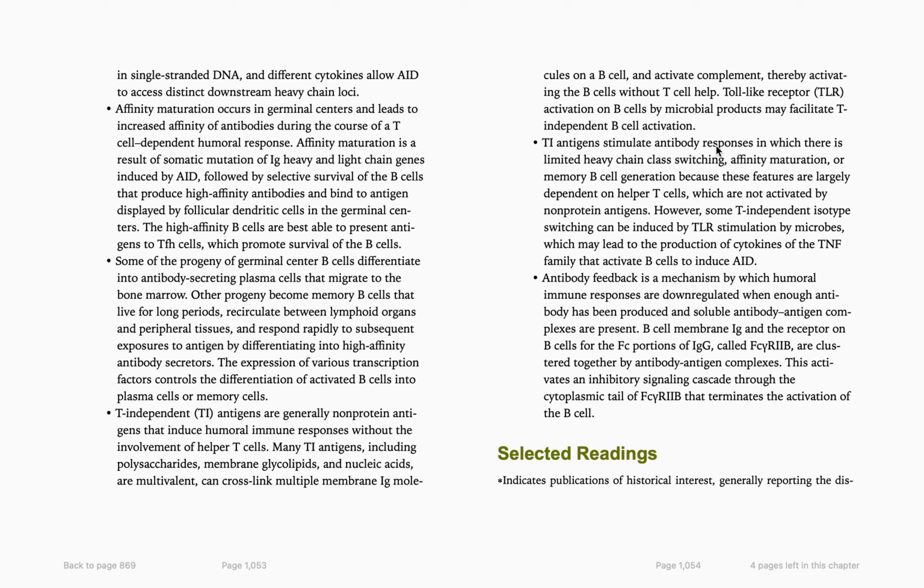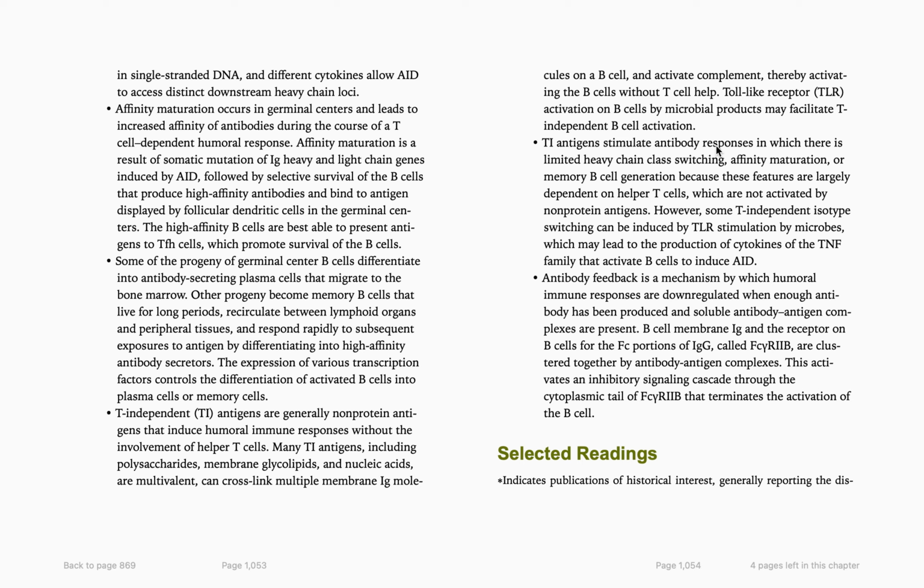T-independent antigens stimulate antibody responses in which there is limited heavy chain class switching, affinity maturation, and memory B cell generation, because these features are largely dependent on helper T cells, which are not activated by non-protein antigens. However, some T-independent isotype switching can be induced by toll-like receptor stimulation by microbes, which may lead to the production of cytokines of the tumor necrosis factor family that activate B cells to induce AID.